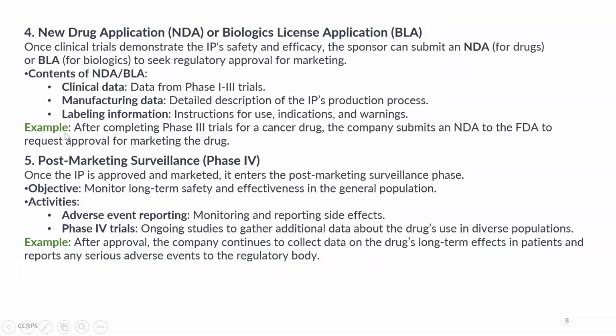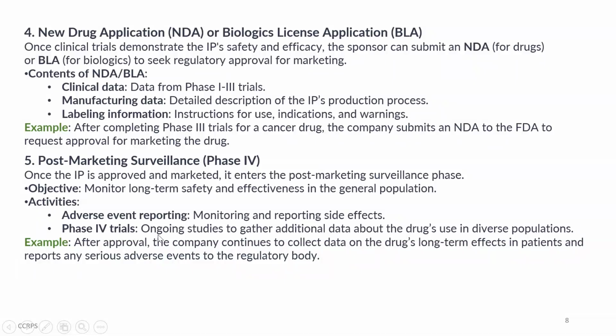Example: after completing phase 3 trials for a cancer drug, the company submits an NDA, new drug application, to the FDA to request approval for marketing the drug. Now, phase 4, post-marketing surveillance. Once the IP is approved and marketed, it enters the post-marketing surveillance phase. Objective: monitor long-term safety and effectiveness in the general population. Activities here: adverse event reporting, monitoring and reporting side effects.